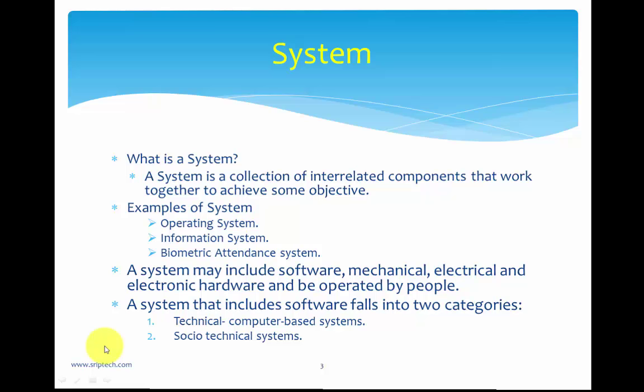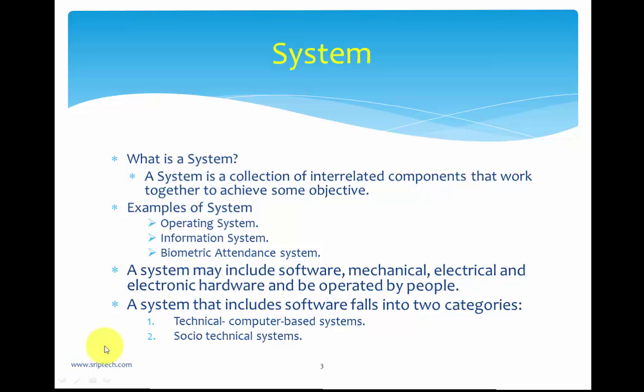Now in all these examples, the output of the system had some definite objectives. What is the objective of an information system? To provide information. What is the objective of an operating system? To ensure that your system works properly, where it basically helps the user to interact with the hardware. And what is the objective of a biometric attendance system? To update the attendance of an employee. These objectives are related to a particular system, and they vary from one system to another.